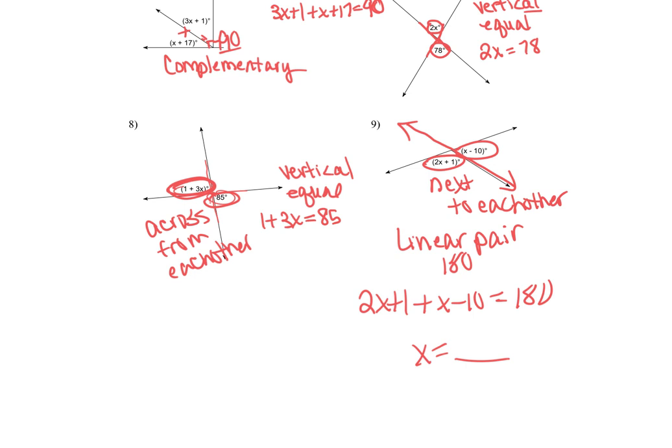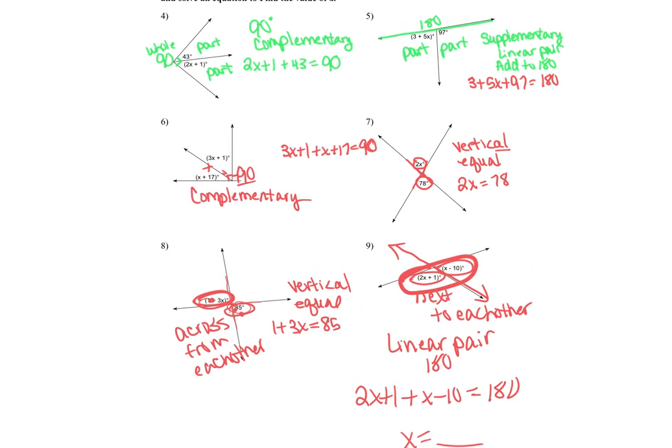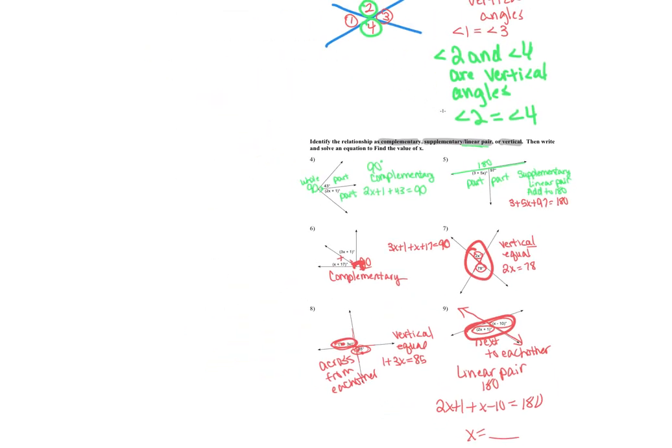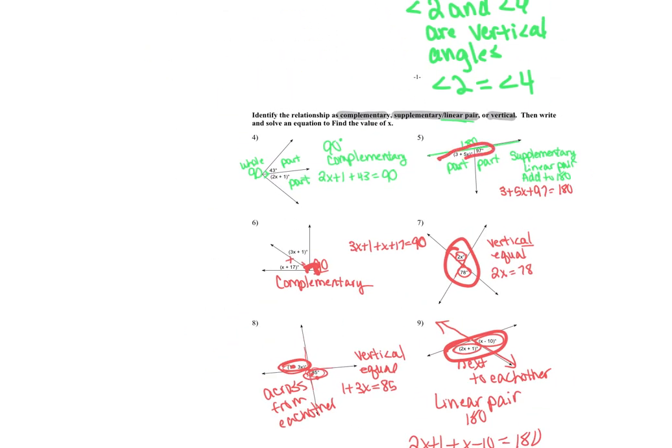Okay, so making sure we know the difference. Next to each other, linear pair, add to 180. Across from each other, vertical angles, they equal each other. Right angle in the corner here tells us it's complementary and adds up to 90. Again, across from each other here on this one. And again, linear pair, they are next to each other, and complementary because it's got that little square in the corner.